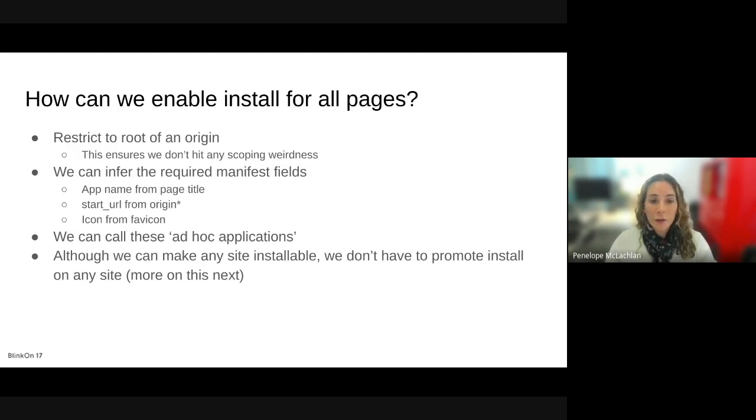So how can we do this if we want to do this for all pages, even pages that don't have a manifest? Well, I think one constraint here is we probably want to restrict this functionality to the root of an origin. This will help us with scoping problems where we have to assume a scope for the app. If we allow install on any subpath on an origin, and we restrict the scope of the app to that subpath, the chance of the user ending up with a not very usable PWA is very high.